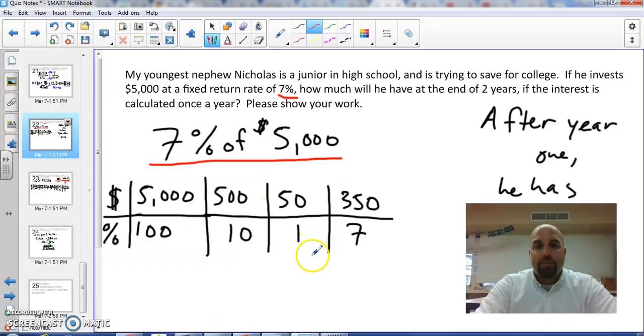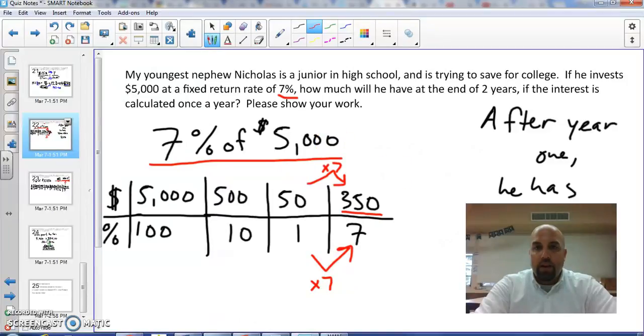I'm going to actually jump, because I think you're all able to handle this by now, from 1 to 7%. How do I get from 1% to 7%? I multiply by 7. So I'm going to take my $50 and multiply it by 7 to give me $350. I know that because 7 times 5 times 10. Break apart by factors. 50 is 5 times 10. So 7 times 5 times 10 gives me $350, which means that that's 7% of $5,000.